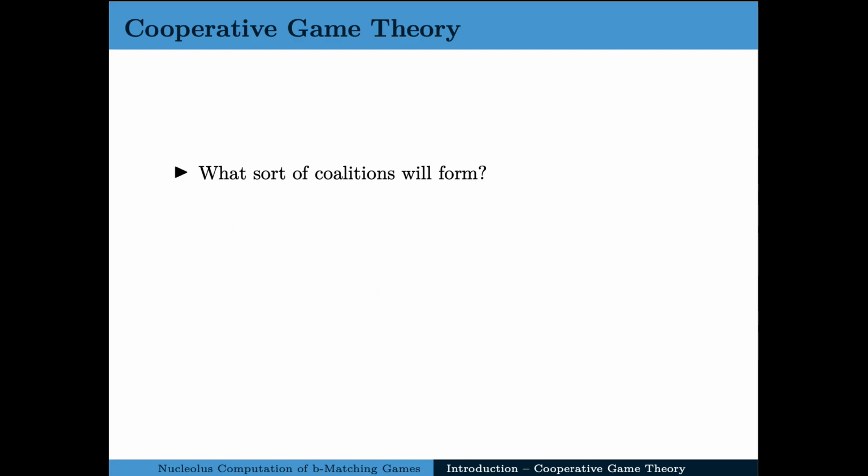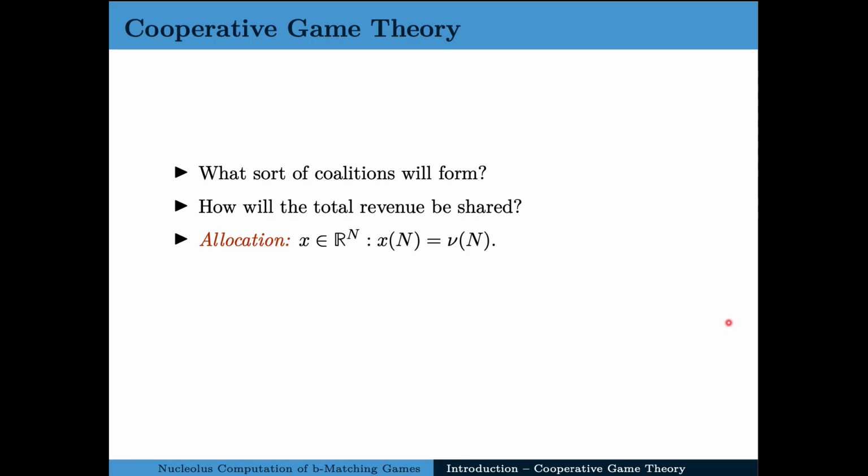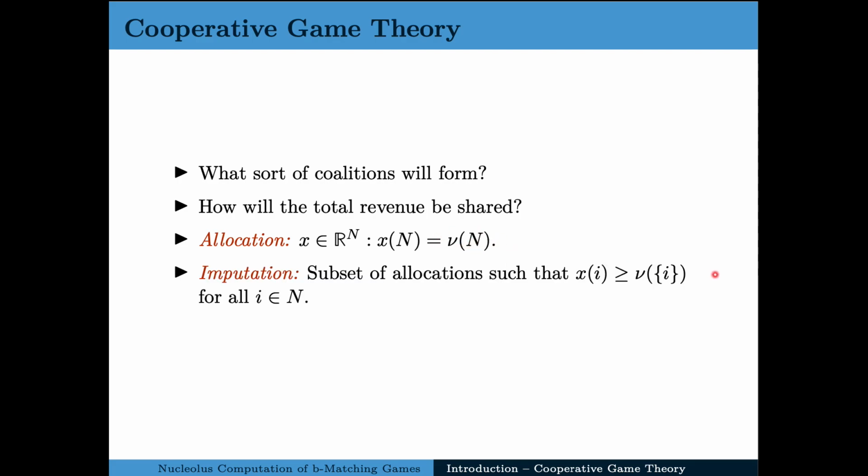Some common questions we can ask in cooperative game theory are, what sort of coalitions will form? Or how will the total revenue be allocated? Going down that train of thought, let's define an allocation as a real vector where the sum of entries is equal to the total revenue. One way to divide revenue is to look at the subset of allocations where each individual player is allocated at least as much as they can earn by themselves. Let's call those imputations.